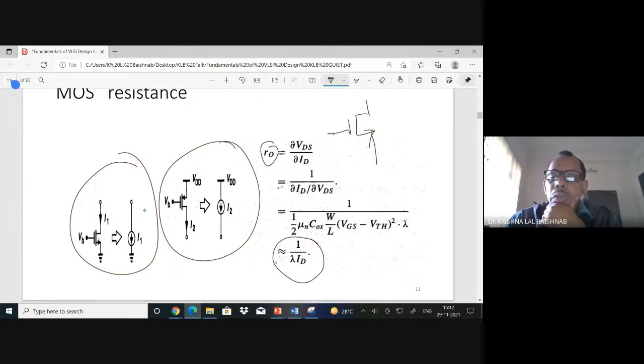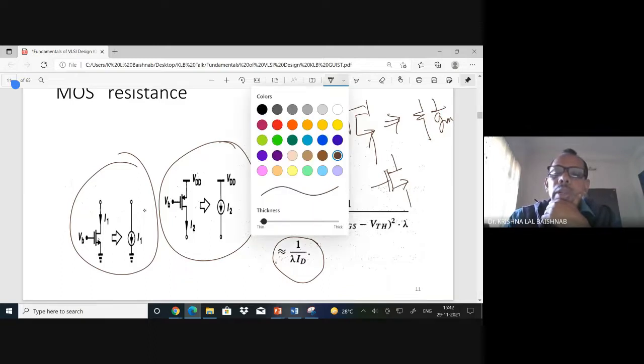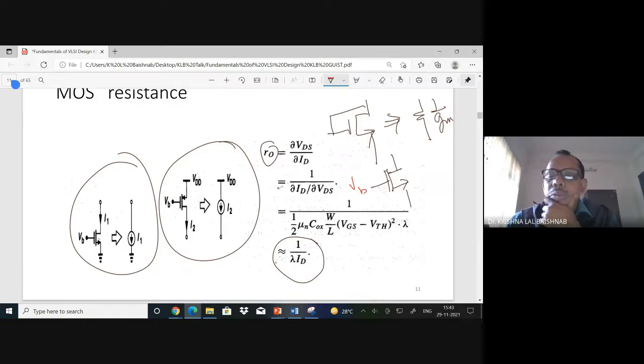I am just giving a diagram where I have a MOS, and if I short these two, this becomes a resistance. What is it? 1 by gm, the transconductance. But if I put the MOS like that, and give some biasing voltage over here, then this is another resistance, but it is r0. What is r0? r0 is equal to 1 by lambda ID. So remember, MOS can be replaced by these.